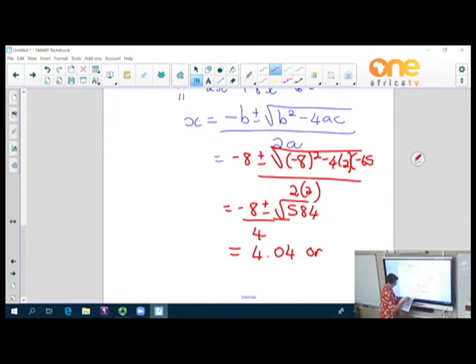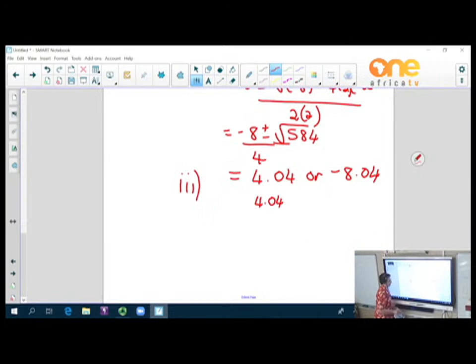we're still finding x here, negative 8.04. And again, obviously, we're going to choose 4.04. They just asked you to solve it. So now in the next step, we're going to use this value because this is the positive value that we want there.